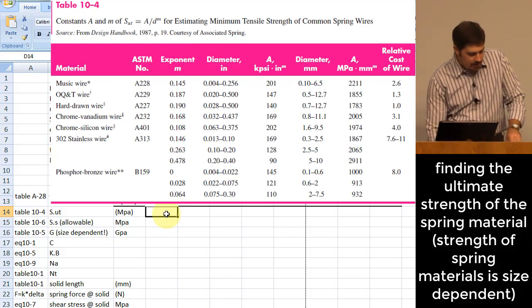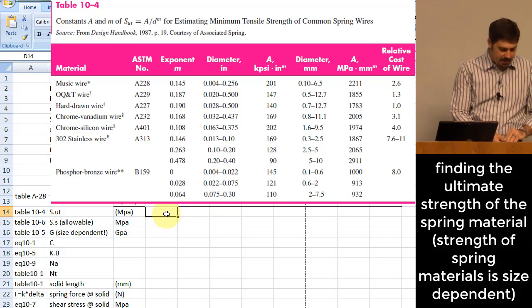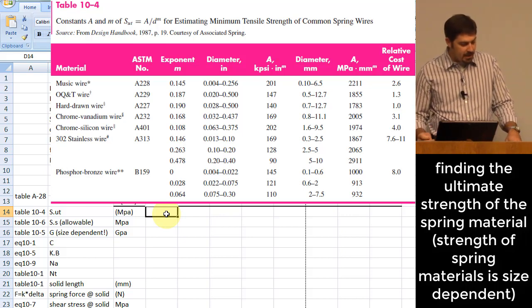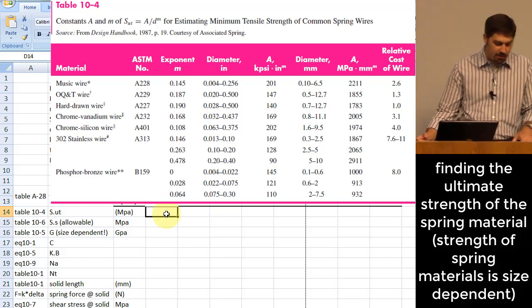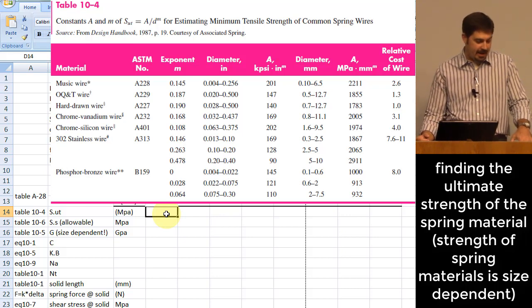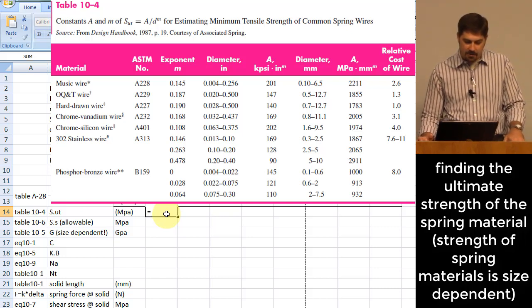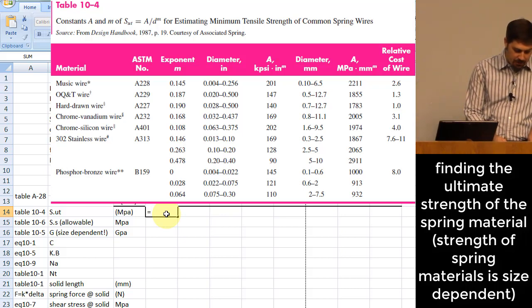Up at the very top of the table, it gives you the equation. That equation also exists on the previous page. It's equation 10.14, but it repeats it again on the top of table 10.4. It says that the ultimate strength value for these spring materials can be computed with this empirical equation, A over d to the m, where A is a constant and m is an exponent. What we need to put in here are the correct values for the type of wire we have. The material we're using is music wire, down in the table.